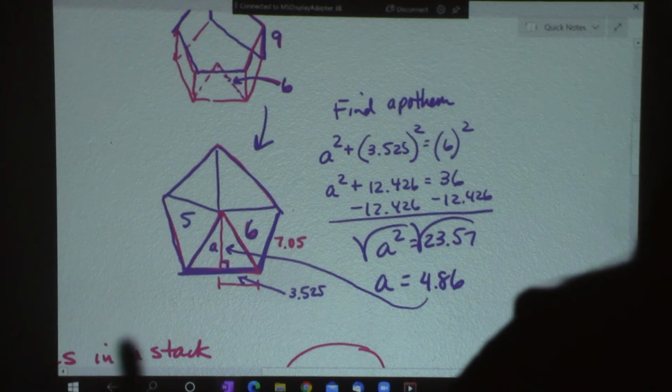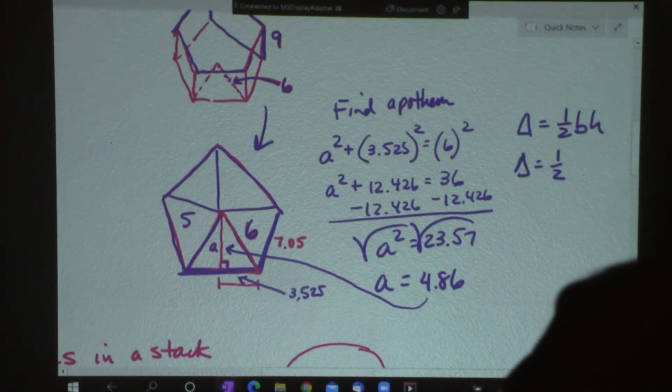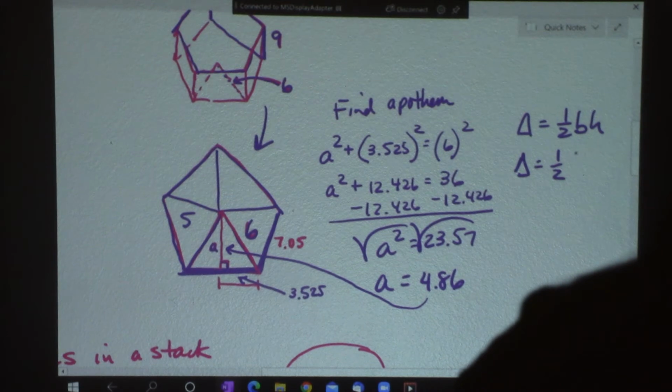So now, when I'm trying to find the area of the triangle, I know that this right here is 4.6. So my area formula is 1/2 base times height. So 1/2. Now, I used the 3.25 just to do half, and I used the Pythagorean theorem to find A. Now I want the area of the whole triangle. So I have this whole length. So that's going to be 7.05.